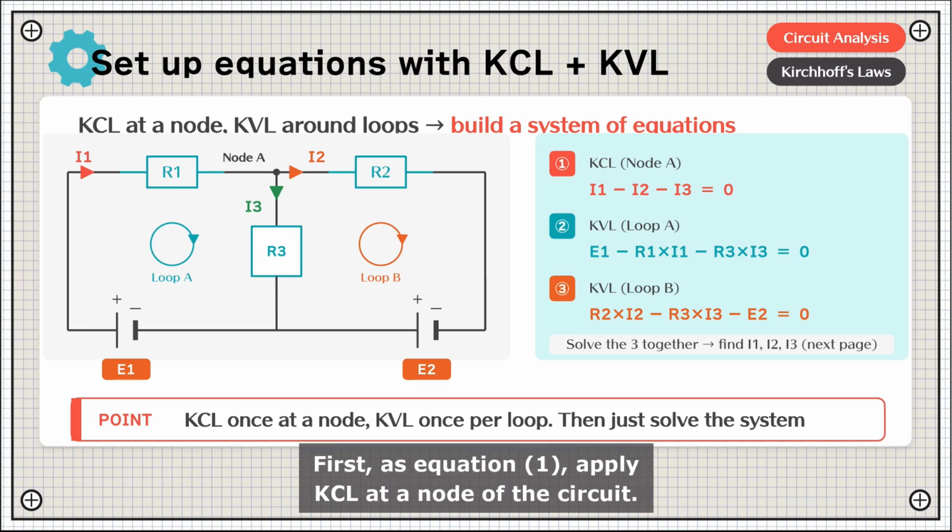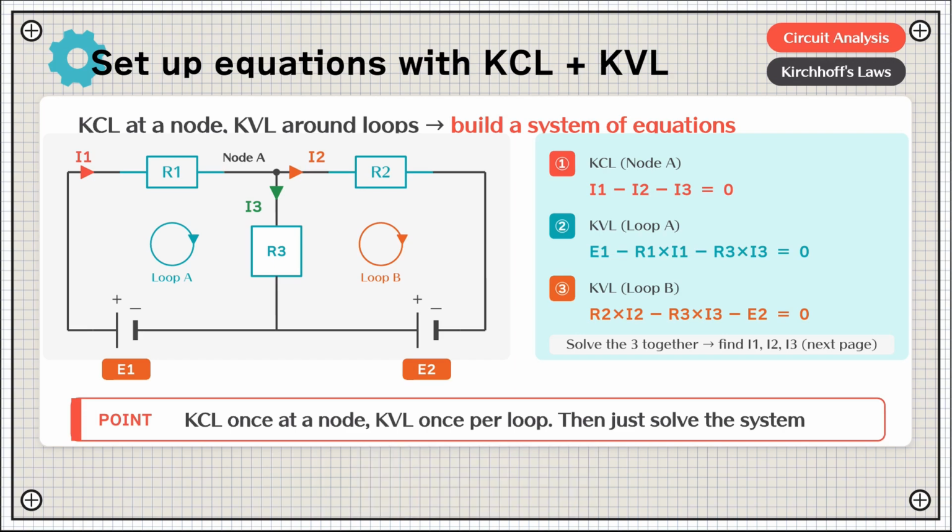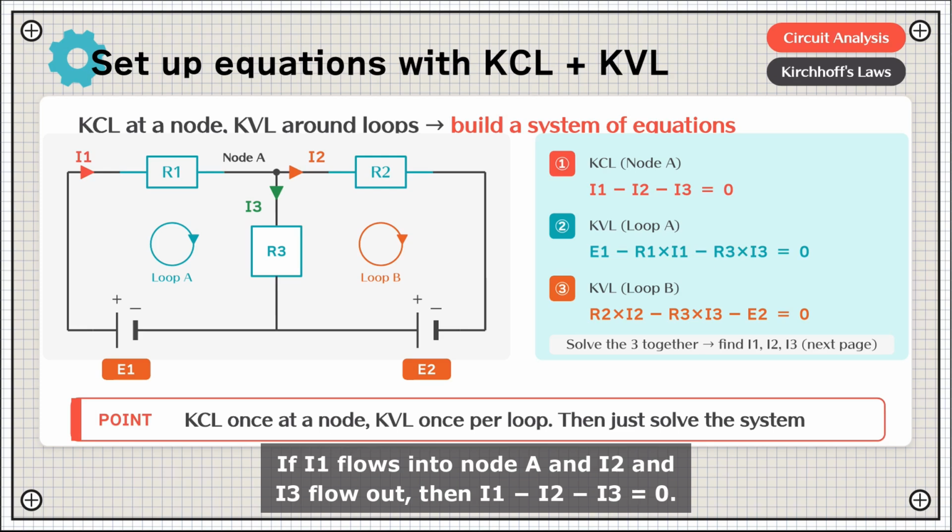First, as the first equation, apply KCL at a node of the circuit. If I1 flows into node A and I2 and I3 flow out, then I1 minus I2 minus I3 equals 0.